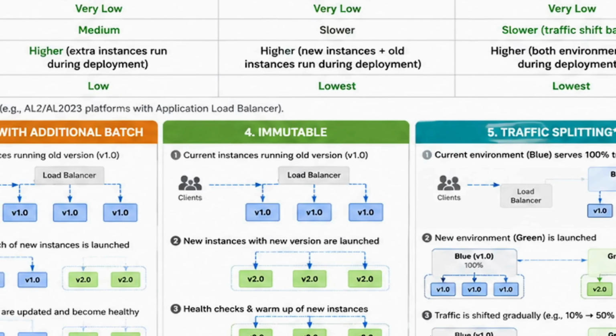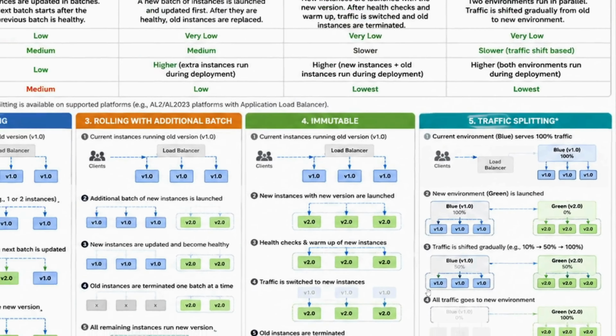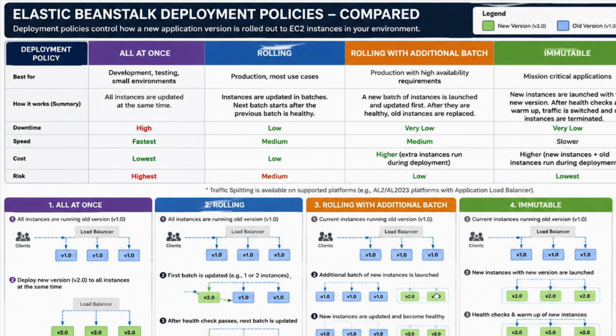So this is another deployment policy, and we have 5 deployment policies. Obviously, this is all about the deployment policies of Elastic Beanstalk.